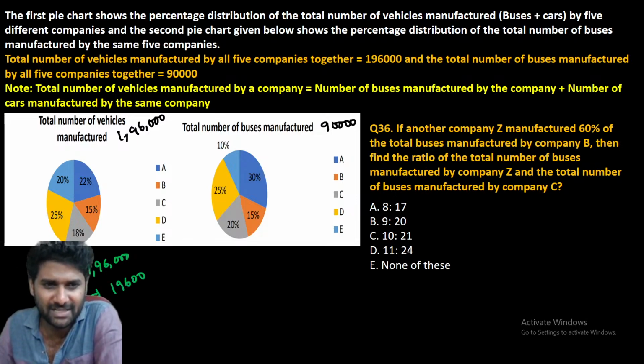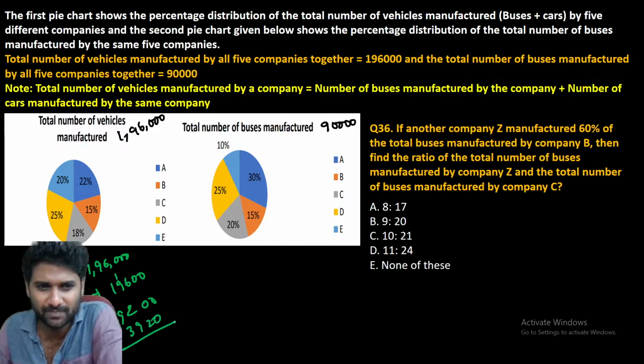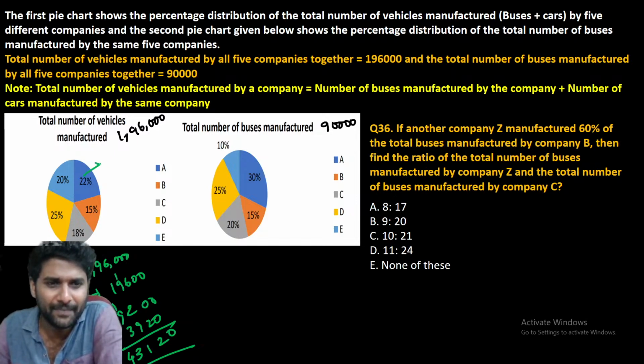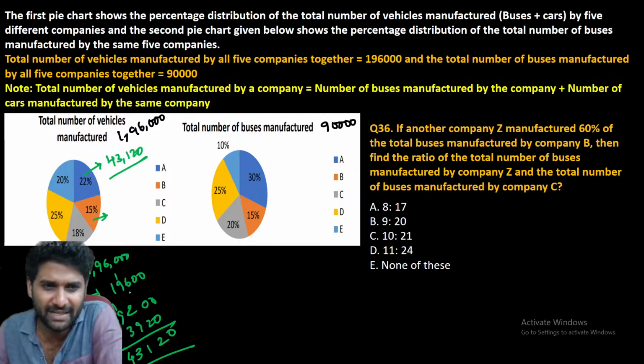Now 20% means double of this number. 2 nines are 18, 2 ones are 2, 2 sixes are 12, so it's a value of 39,200. And you already know the 2 percentage means 3,920. Adding, it's a value of 43,120. So that's the value of A. The A value is 43,120. Same way, if you want 15 percentage, you already know that 10 percentage is equal to 19,600.